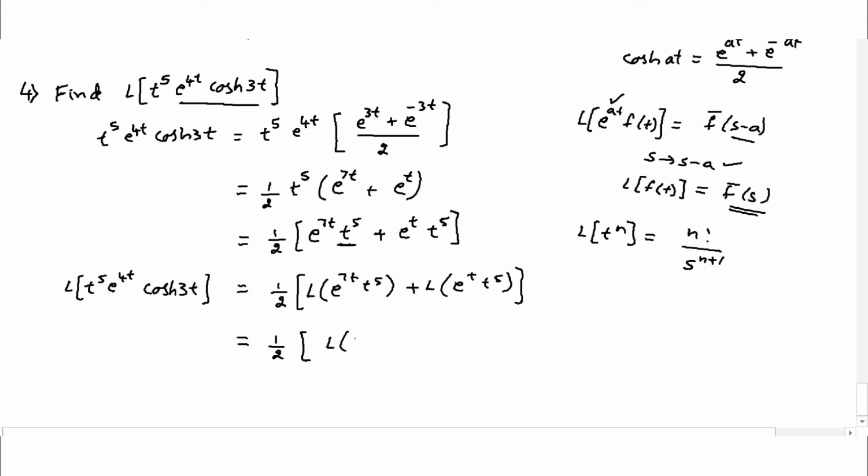So now if I try to rewrite, it is 1 by 2 times of, which means I need to only find out the Laplace transform of t power of 5. So what will happen to this s value? S will be shifted to s minus a. What is the value of a here? A value is 7. So s minus of 7. Plus here also Laplace transform of t power of 5. S will be shifted to s minus of a. What is the coefficient of t over here? Coefficient of t is 1. So s will be shifted to s minus of 1. So in this way you can rewrite it.